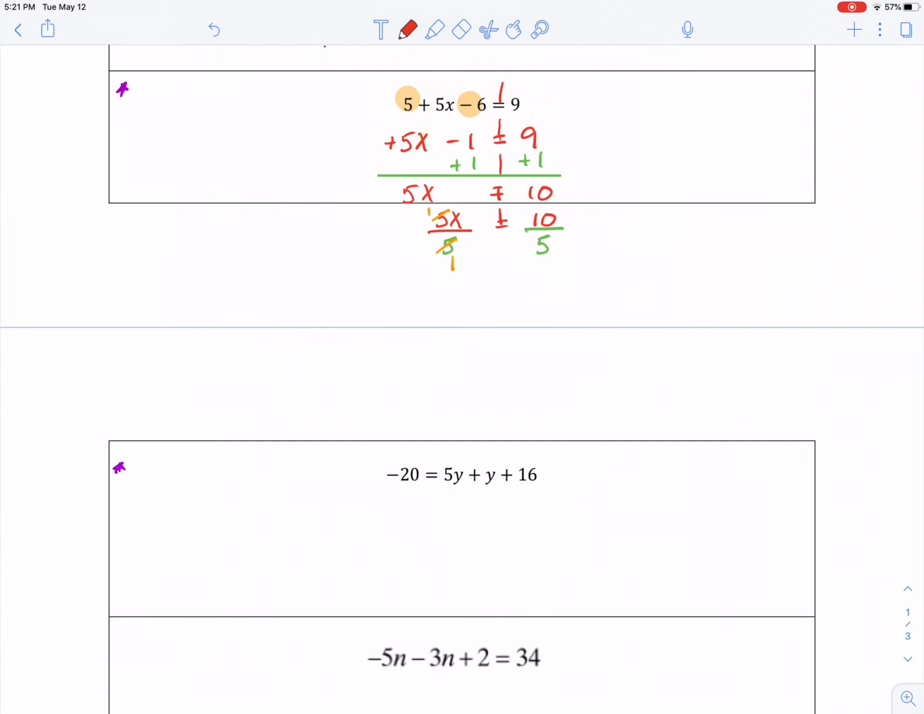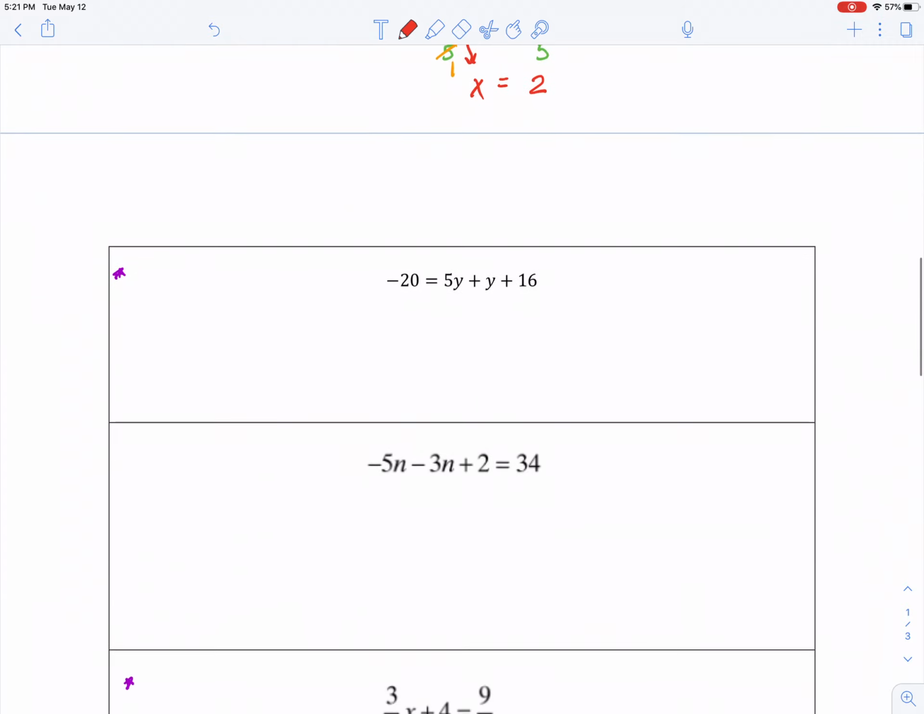Well, I was working this in red. So you can see I have the positive 1x, there it is, it's still over there on that side, equals, and then 10 divided by 5 is 2. So I've successfully solved this for the variable x.